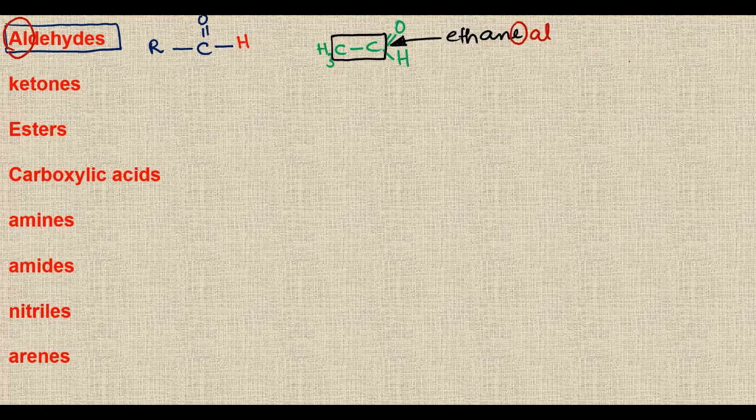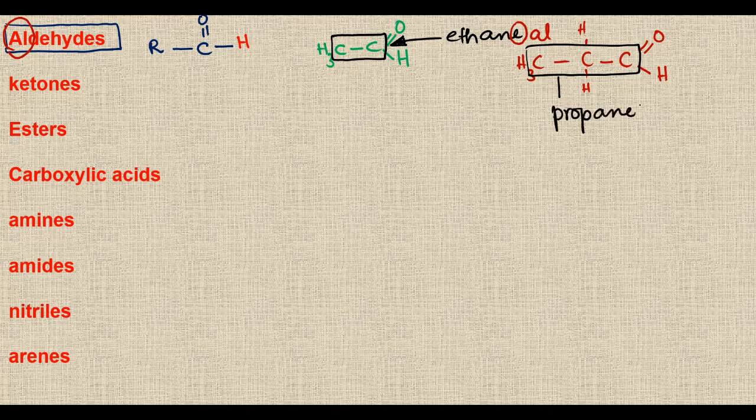For practice, we can see another compound, C double bond O, having a hydrogen attached to a CH2, which is further attached to a CH3. So the longest possible chain contains three carbon atoms. A three carbon atom compound is called propane for alkanes, but as it is not an alkane, the last E will be replaced by an al, so it will become propanal.